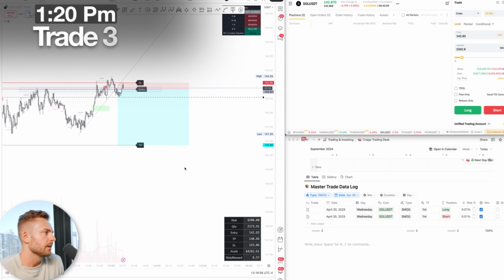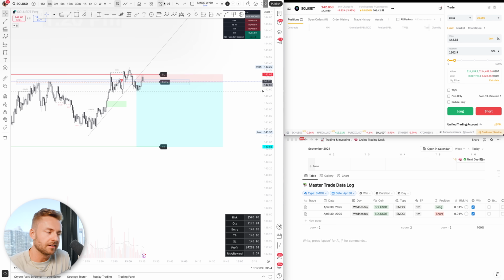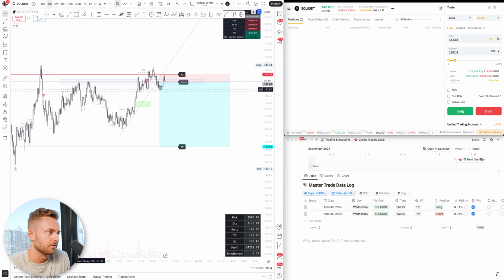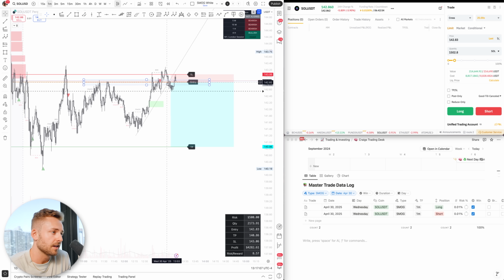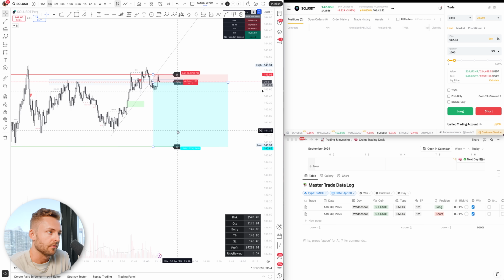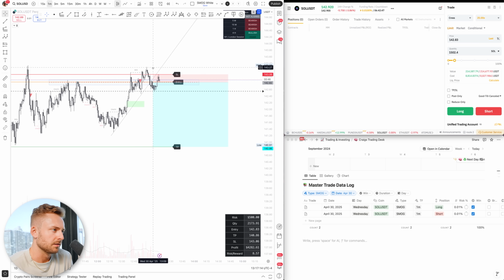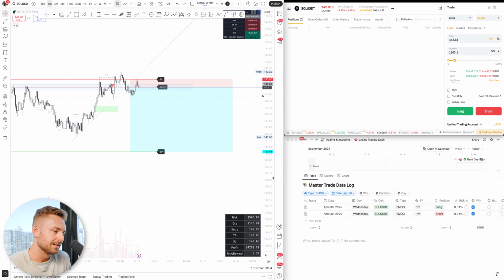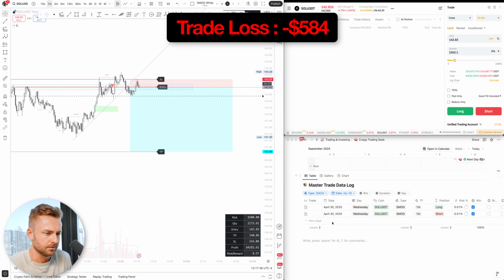So for trade number 3, I had my eye on Solana. Basically, we were forming another fair value gap into this resistance level, and I was hoping that it would test it again and then be able to have another failure down. It was a pretty small range, so I was hoping to just collect profit on it nice and quickly, but it ended up just chopping right through here and wicking out on our stop loss here. But I did lose $584 on this trade.